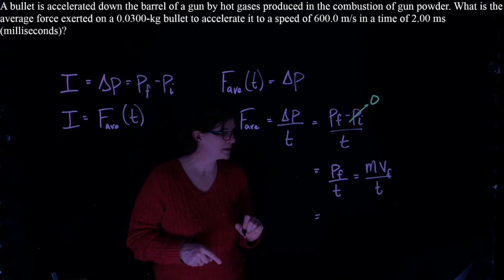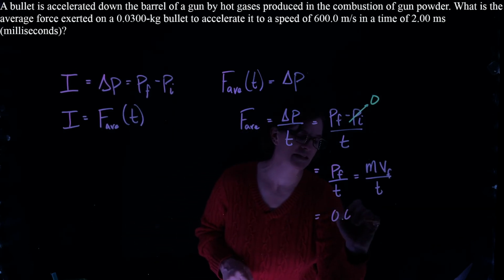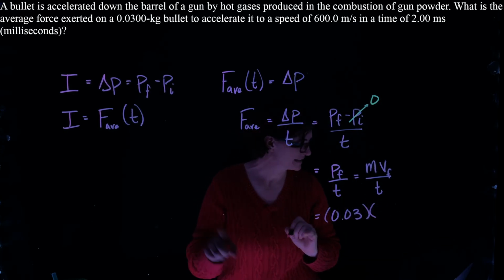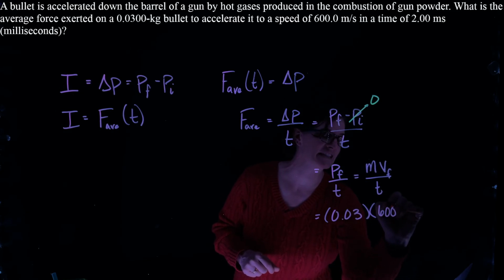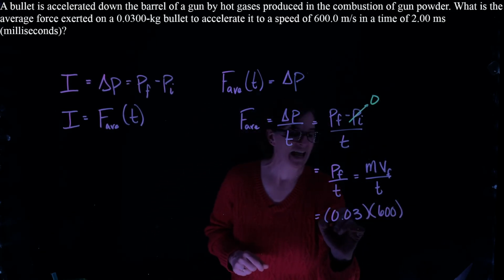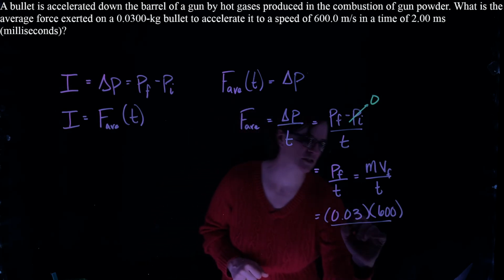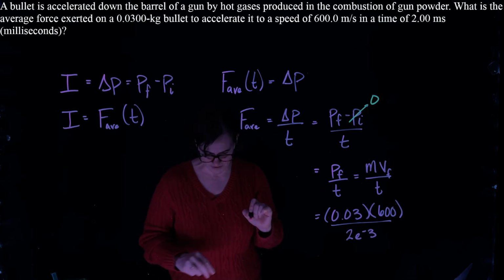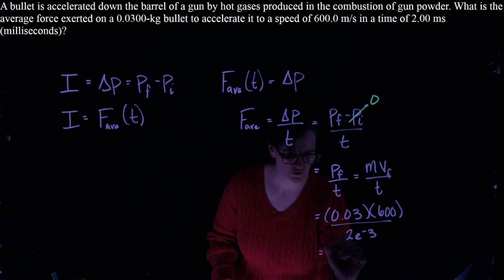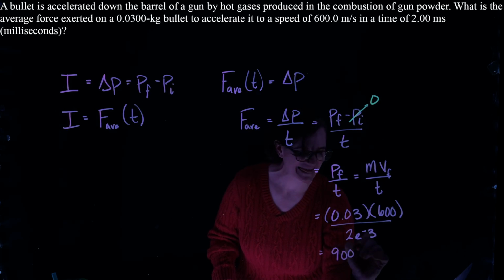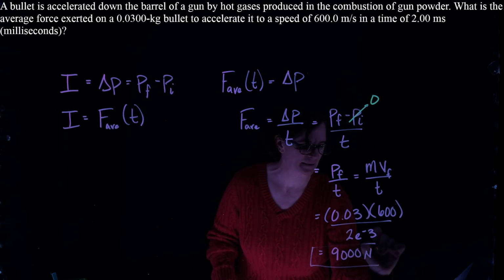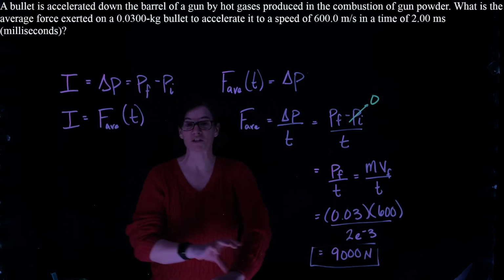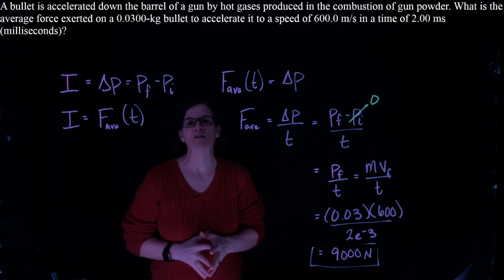So that mass of the bullet is 0.03 kilograms times the velocity of the bullet at the end of the barrel. It says it gets to 600 meters per second, and it does that in 2 milliseconds, so 2 times 10 to the minus 3 seconds. And when I use that, we find an average force of 9,000 newtons.